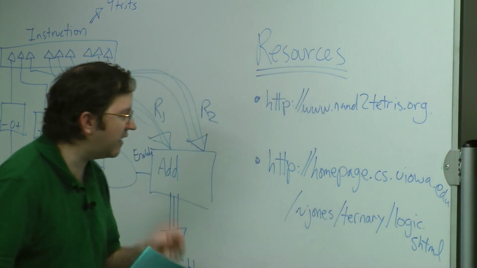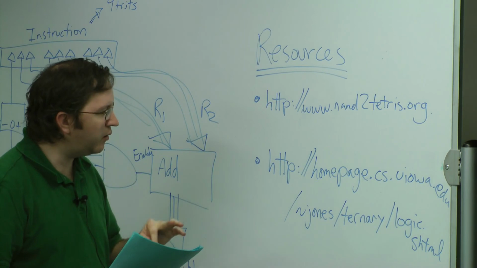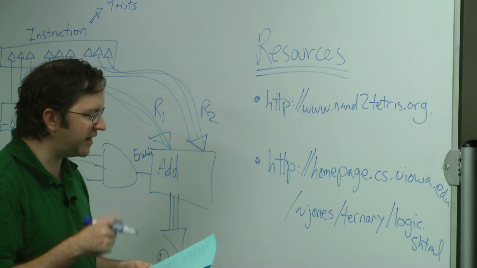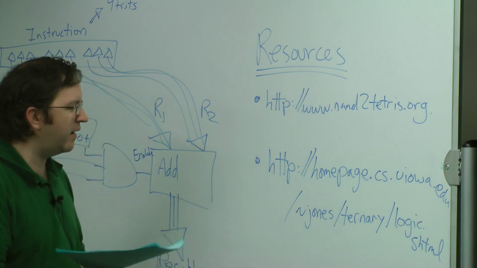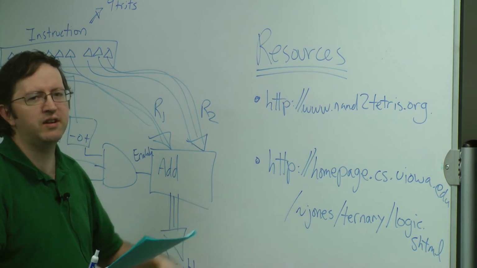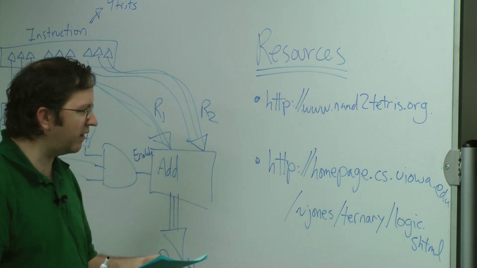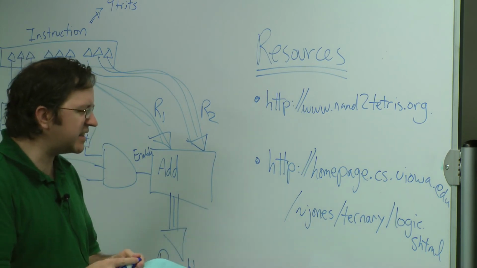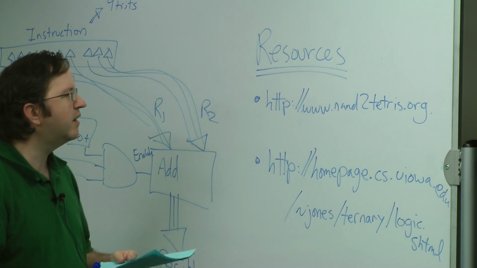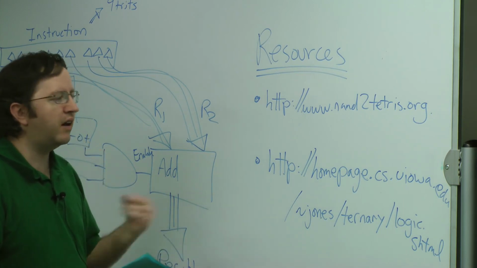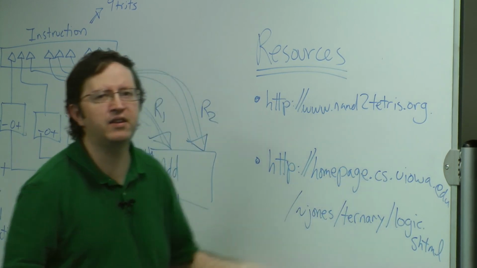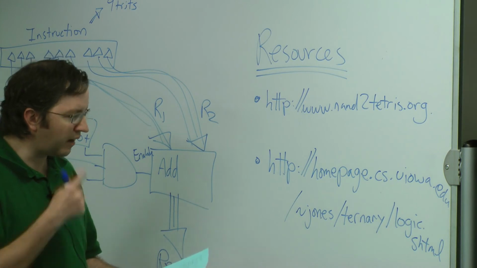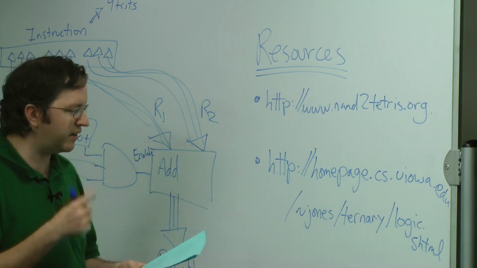And that is at homepage.cs.uiowa.edu/~jones/ternary/logic.shtml. This page actually goes through a lot of the possible logic gates that are useful in doing ternary computing. It's a page I discovered while I was rather deep into trying to design a ternary computer, and I found the summaries of different types of gates rather useful.